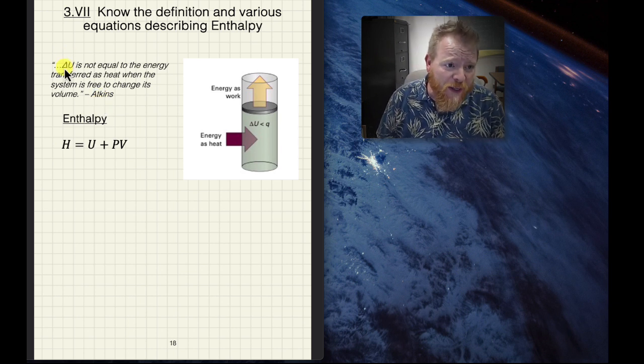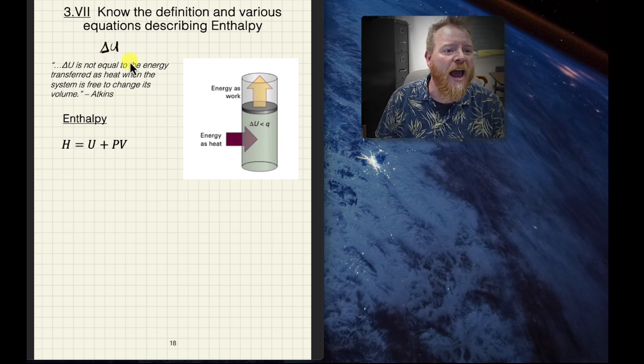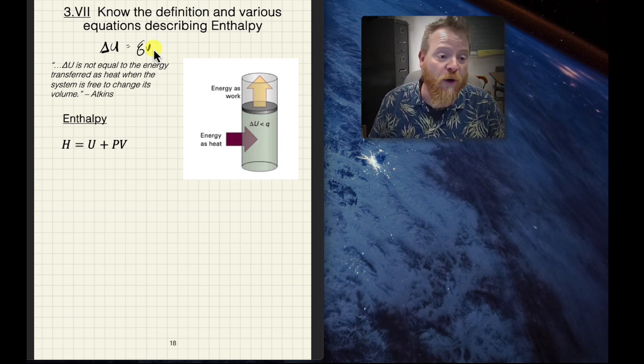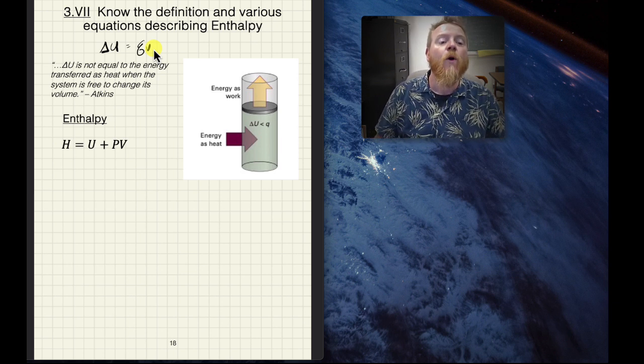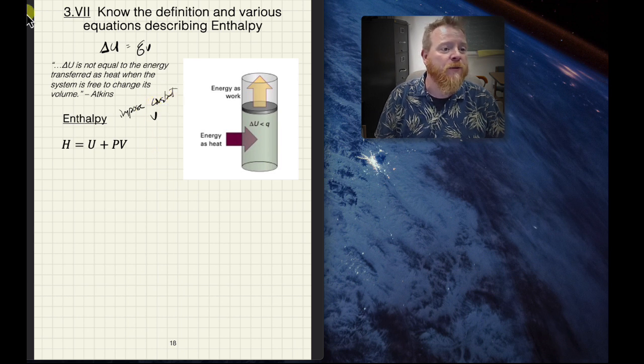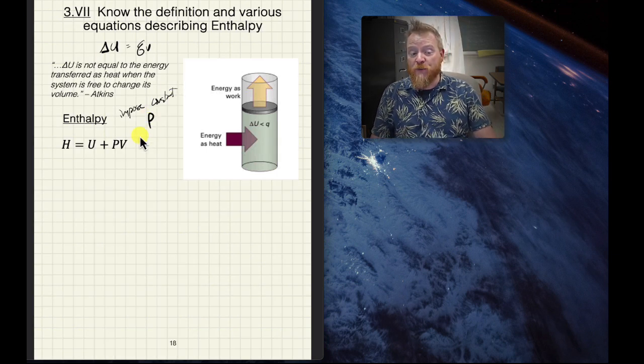There's a nice little statement here that I grabbed from Atkins that sets up our equation nicely. Delta U is not equal to the energy transferred as heat when the system is free to change its volume. If you recall, when we looked at changes in U and imposed constant volume, it's only equal to the heat delivered. So when there's constant volume, there is no work done. We're going to flip the script now and impose constant pressure, but we're going to allow the volume to change.